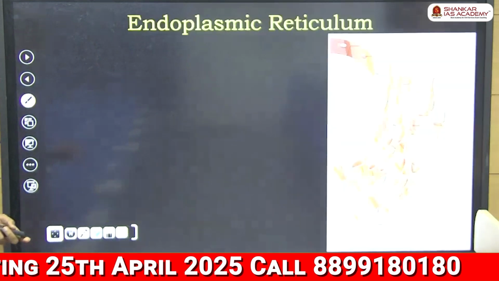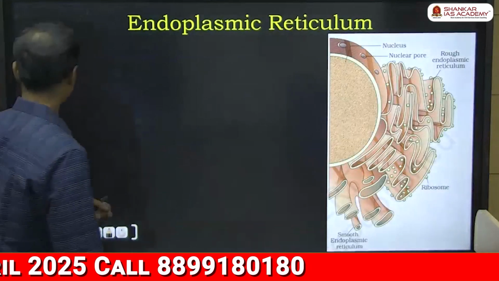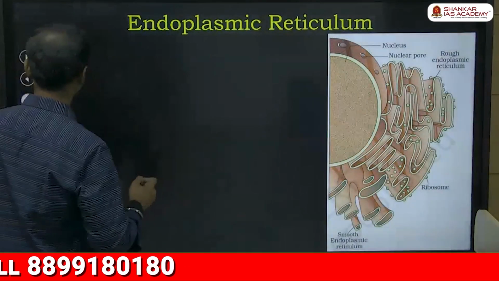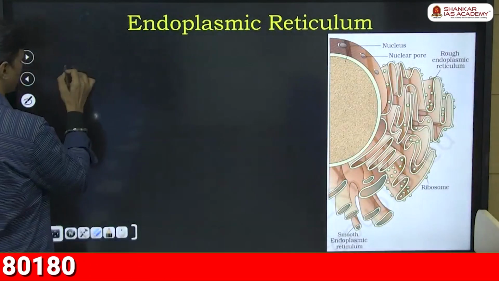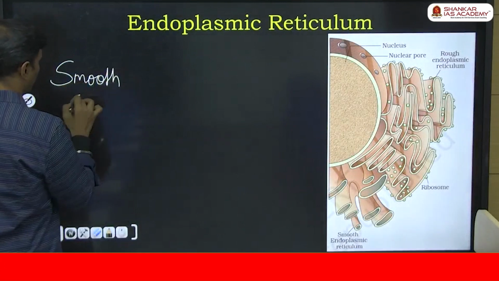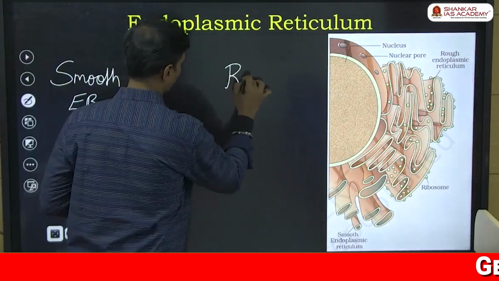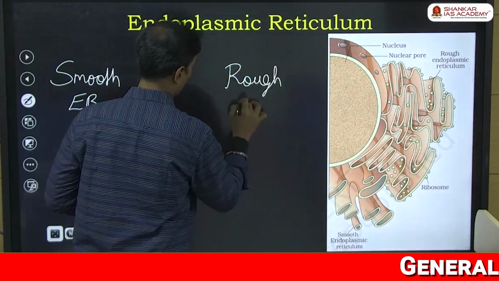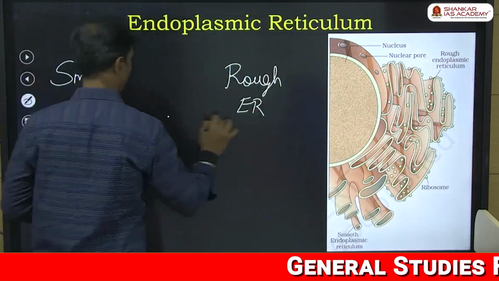Can you go to the next? Next is endoplasmic reticulum. The endoplasmic reticulum can be divided into two types. One is smooth endoplasmic reticulum. The other one is rough endoplasmic reticulum. We are dividing into two, smooth and rough.